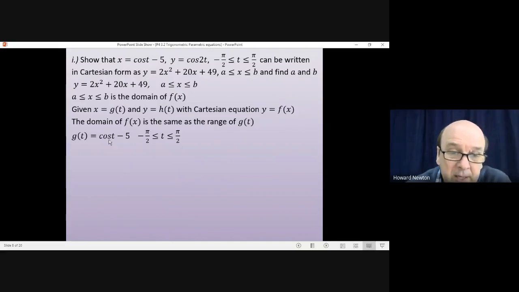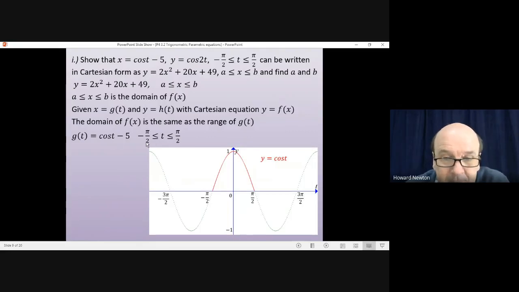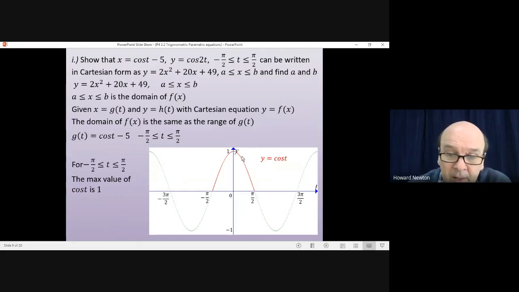Now what I'm going to do is sketch cos t. So cos t between minus pi by 2 and plus pi by 2 radians is that part of the curve. So that's what g of t looks like. Now what I need to find is the range of g of t. Well, between minus pi by 2 and plus pi by 2, I'm really looking at the maximum y value. The maximum value of cos t will be up here at plus 1, and the minimum value of cos t, the lowest y value, will be down here and here at 0.